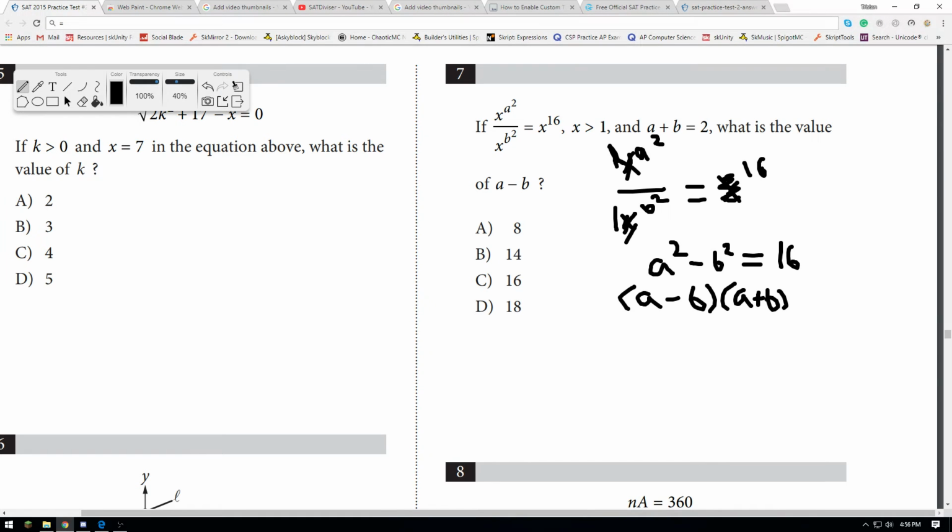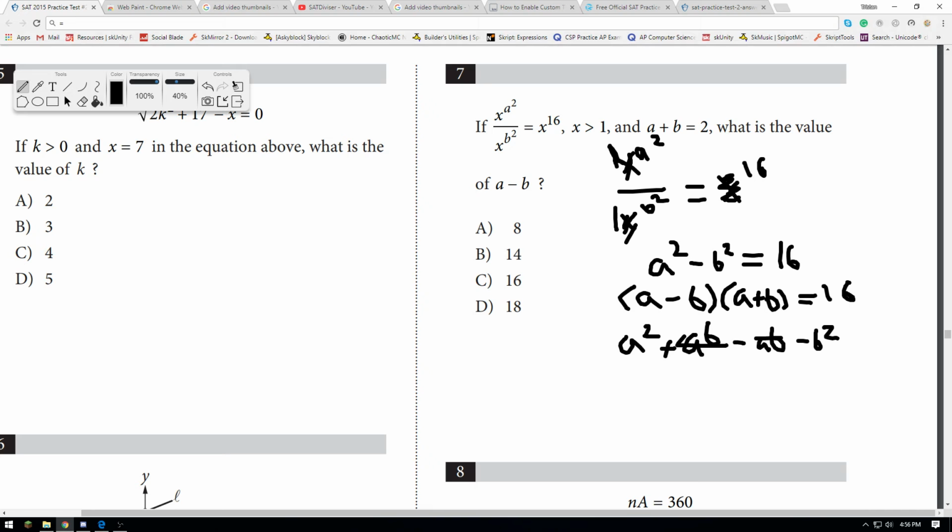If we were to FOIL this out or multiply it together, we would in fact get a squared minus b squared, because we would get a squared plus ab, and minus ab, minus b squared. Positive ab and negative ab would cancel, and we'd be left with a squared minus b squared, which is what we had in the beginning. And this is equal to 16.